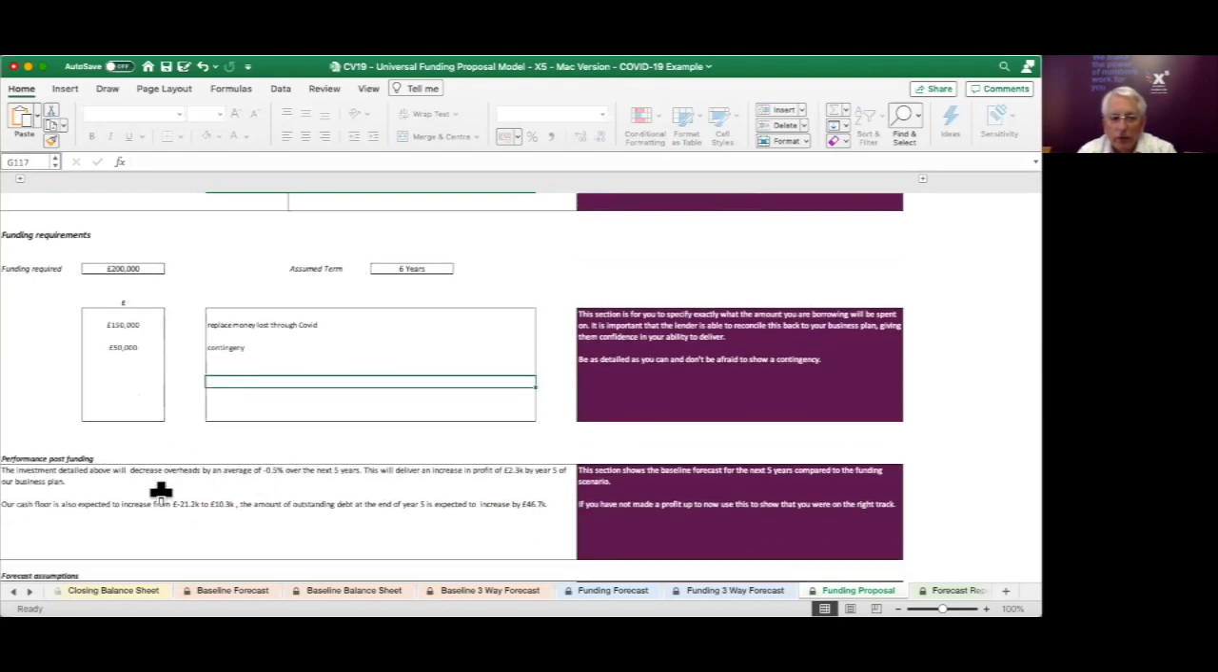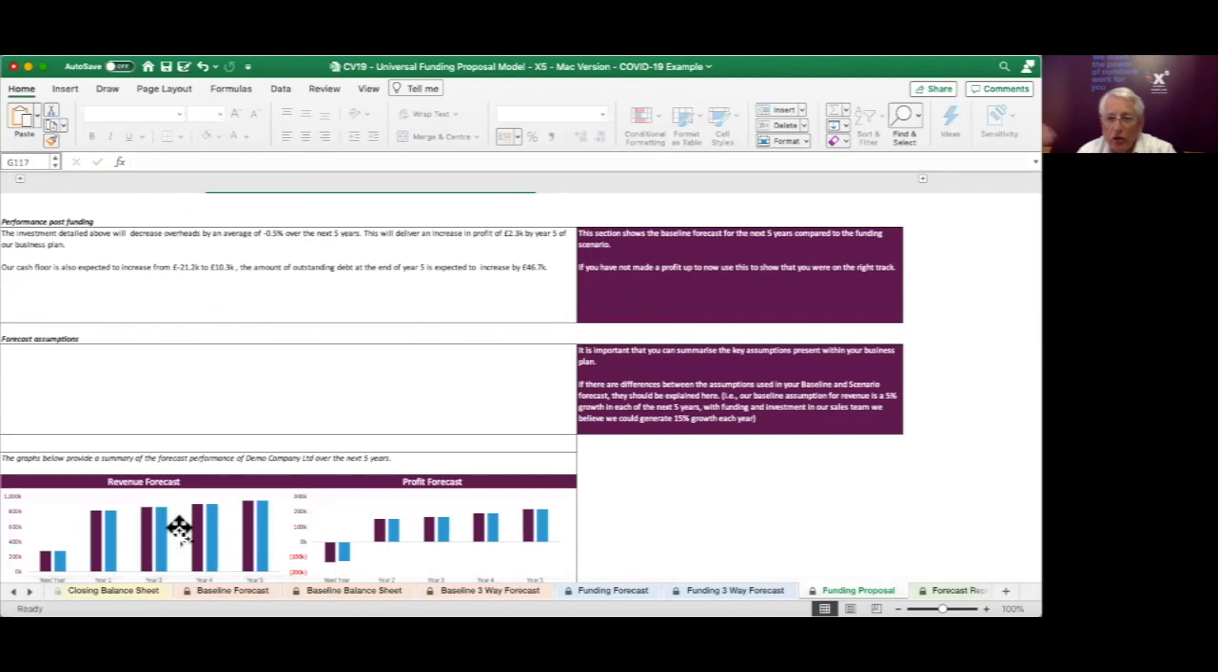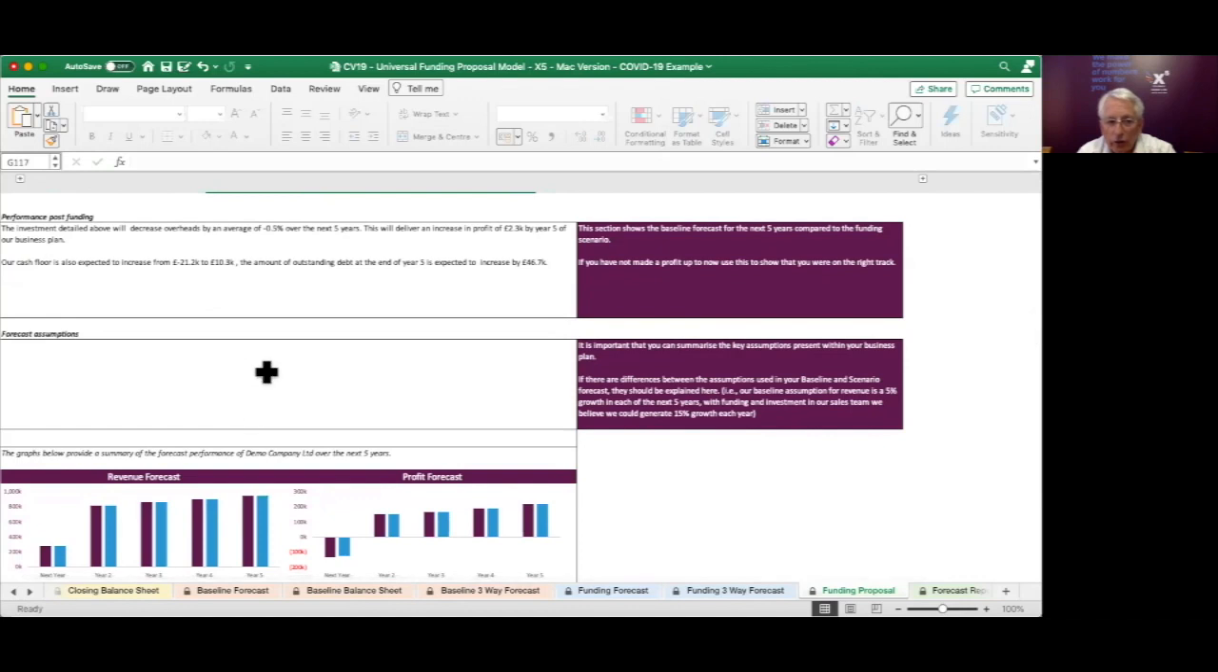Then it says, right, performance post-funding. Is there anything that you need to explain about your assumptions? What have you put in there that says why we've increased the sales, why we've taken the decision we have on the overheads, what the cash flow position is, the assumptions we've put in there. It's all information that the banks want to know about, and then the forecast, any extra forecast assumptions that you want to put in there, just for information for the bank.